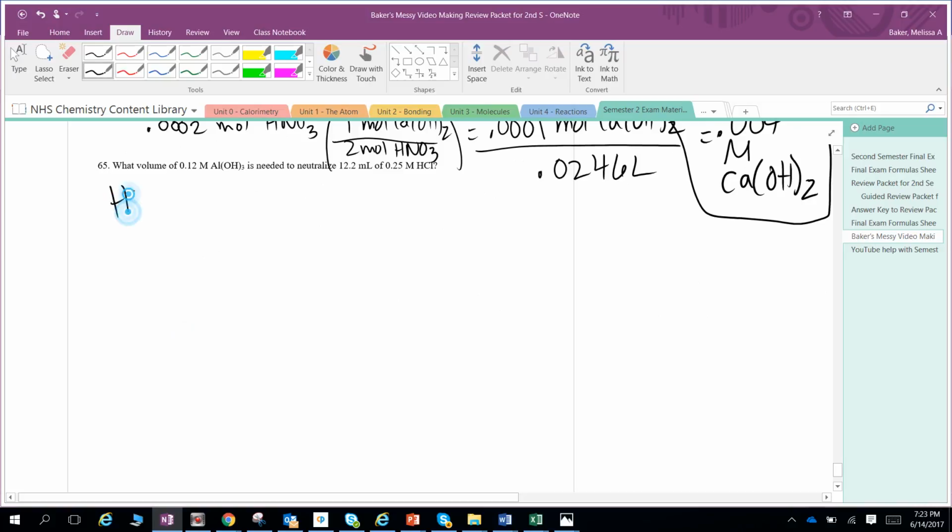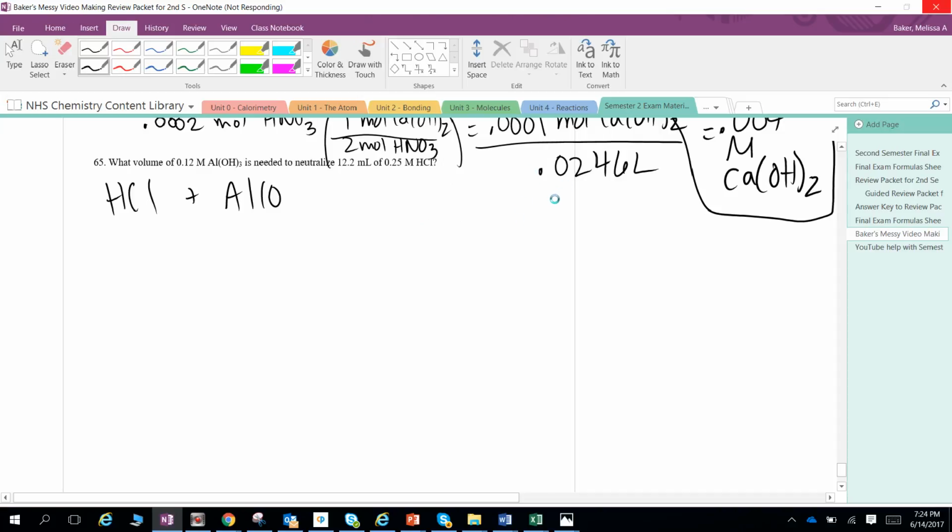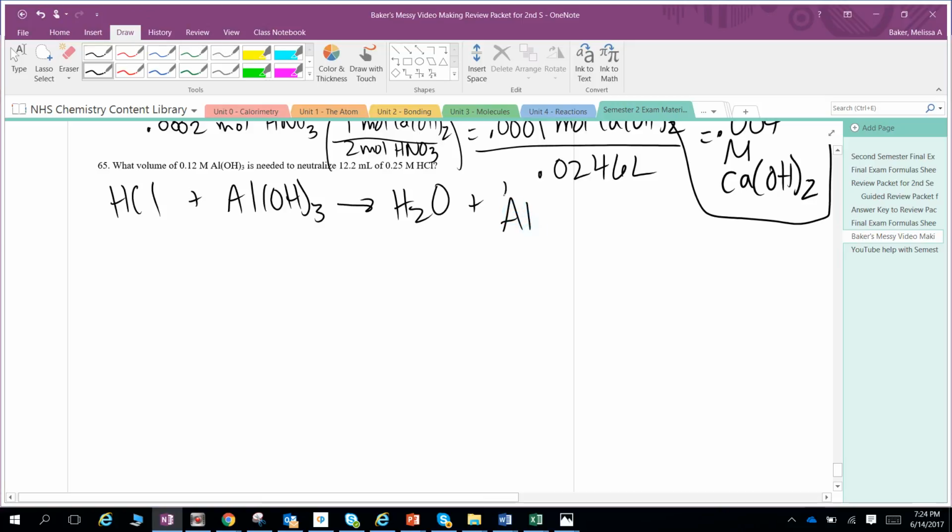And the last one, the acid this time is HCl. The base is aluminum hydroxide. We're still going to make water, and we're going to make salt. And the salts this time, the aluminum has a +3 charge. The chlorine has a -1, so this forms AlCl3. Then we need a couple of 3's out front to balance. 0.0122 liters of a 0.25 molar acid is neutralizing this 0.12 molar base.